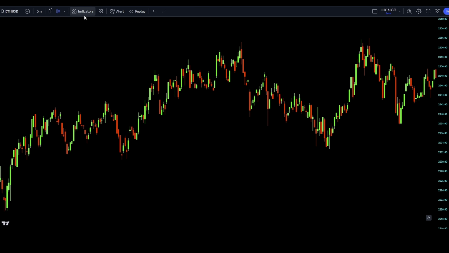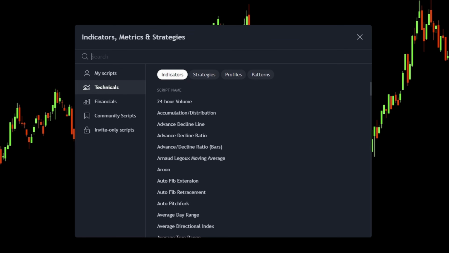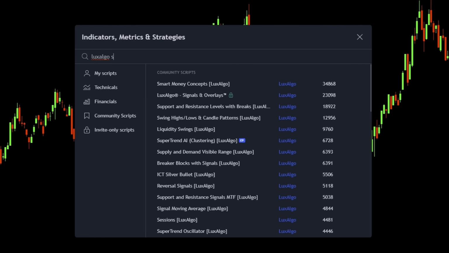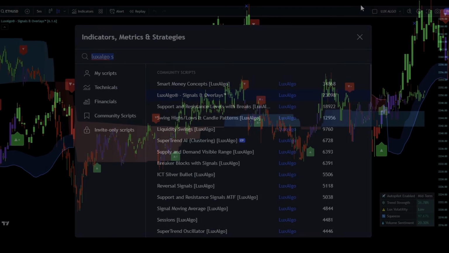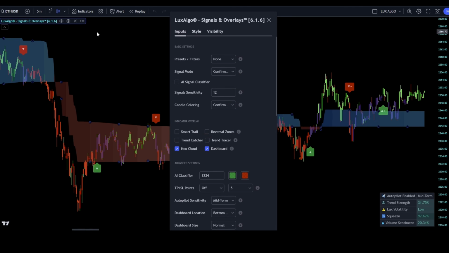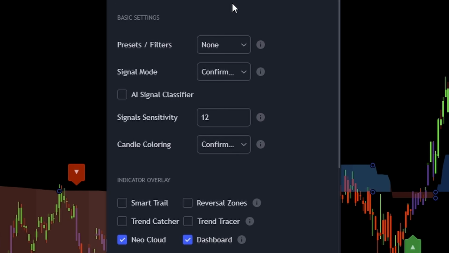The strategy includes one indicator only. In order to add it, click on the Indicators tab and search for LuxAlgo Signals and Overlays Premium. It is the most popular premium tool created by LuxAlgo, so add that to your chart. Now let's open the settings of the LuxAlgo Signals and Overlays indicator and adjust its settings. First, let's take a look at the basic settings.